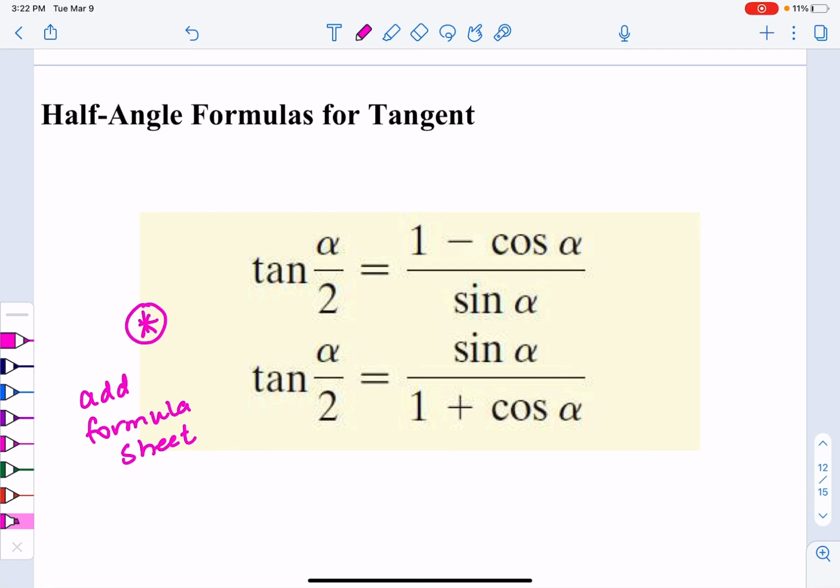So here are some other variations for the half-angle formula for tangent. They have tangent of alpha divided by 2 is equal to 1 minus cosine of alpha, divided by the sine of alpha. And then the tangent of alpha divided by 2 is equal to sine of alpha divided by 1 plus the cosine of alpha.